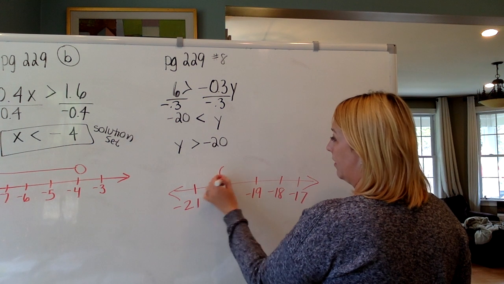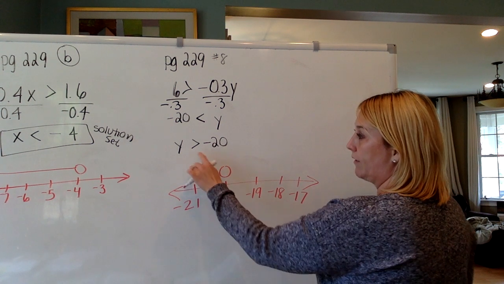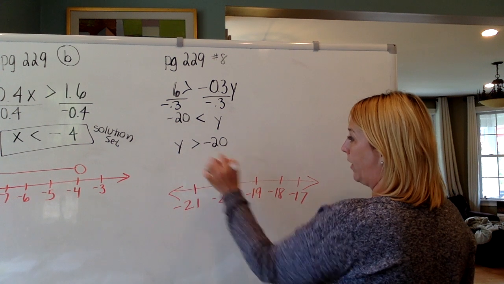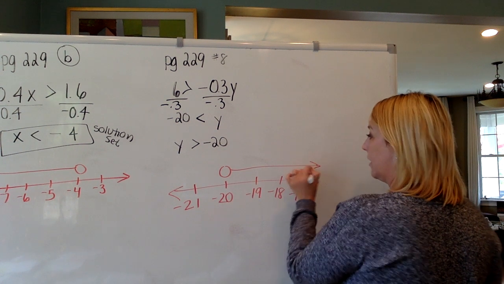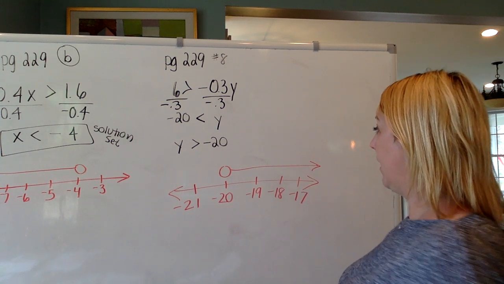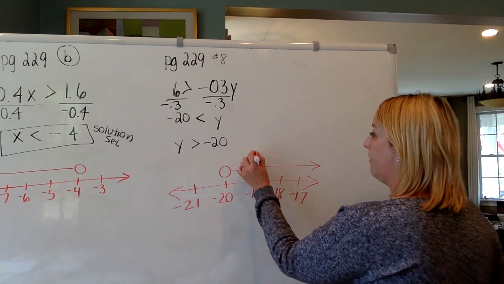Put my circle over negative 20. It's not an equals to, so we're not filling the circle in. And y has to be greater than that, so it's going to be headed towards 0, right? Because that's how the numbers are getting greater value. And that is how you would graph y is greater than negative 20.